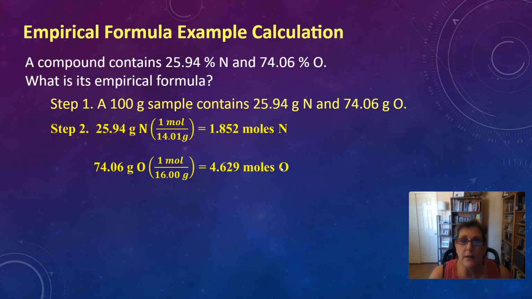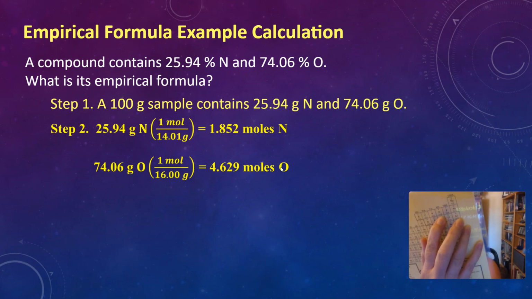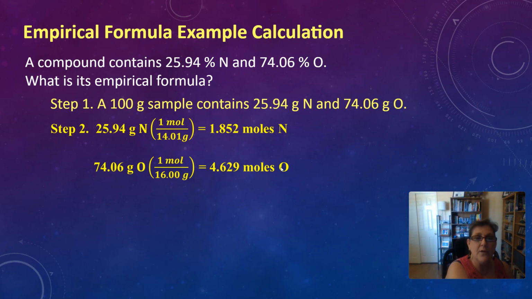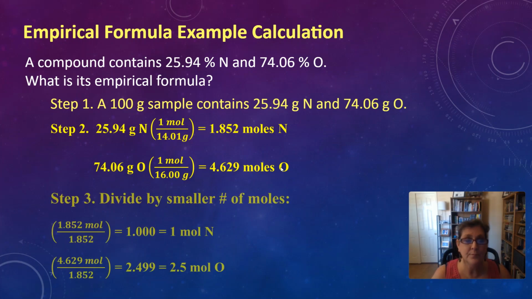Now the oxygen, 74.06 grams of oxygen. Find oxygen in the periodic table. You probably know this one by now. It's 16.00 grams per mole. Grams is on the bottom, so it'll cancel out. We get 4.629 moles of oxygen. Good job. We have our mole ratios now, but they're not whole numbers. So step 3, divide the mole ratios by the smallest mole number.